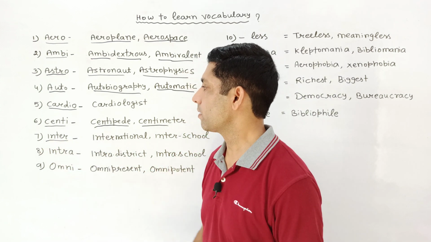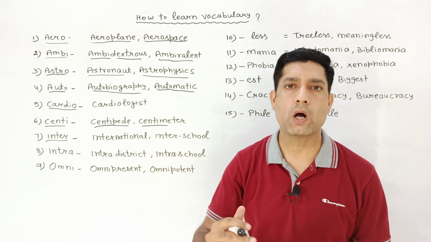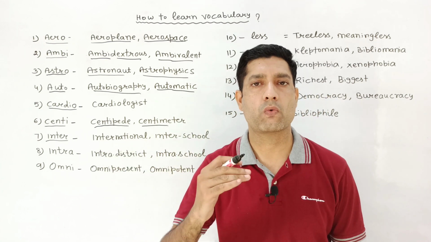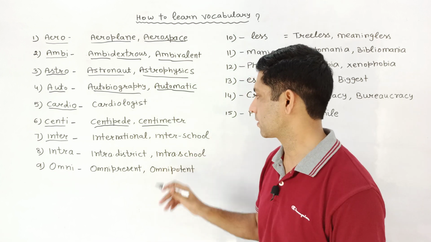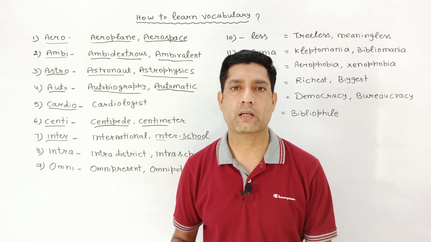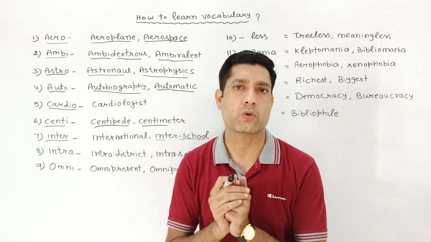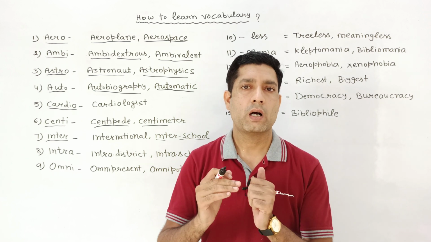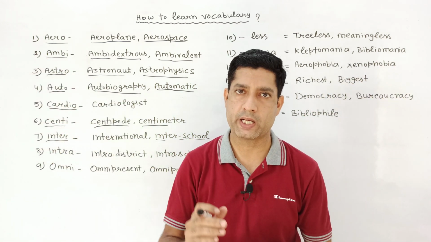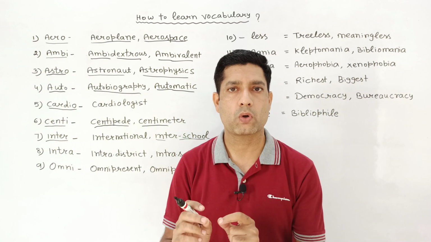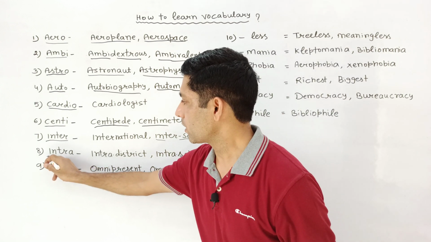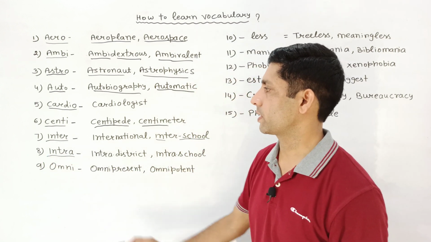Inter means between, from one to another. For example, international, from one country to another. Inter school, from one school to another. For example, inter school quiz competition means students of different schools will also participate in any program or quiz or any event. But notice the difference.